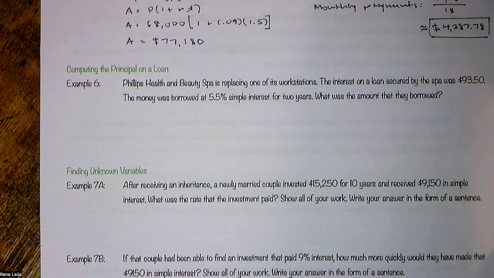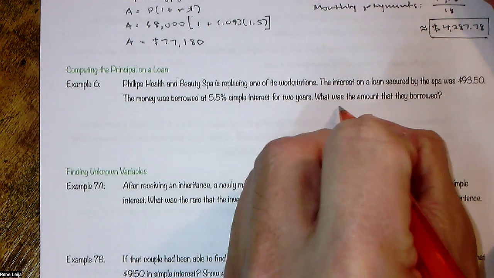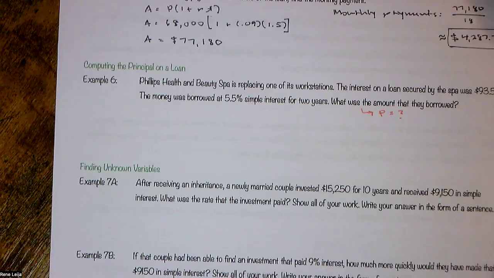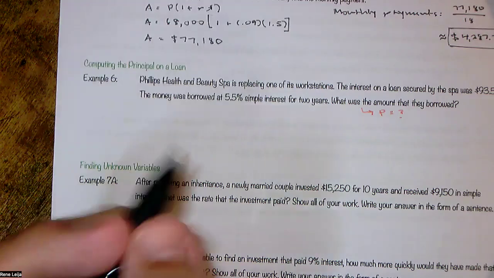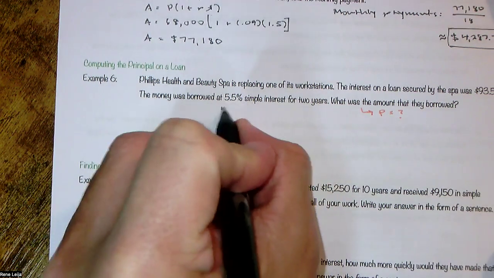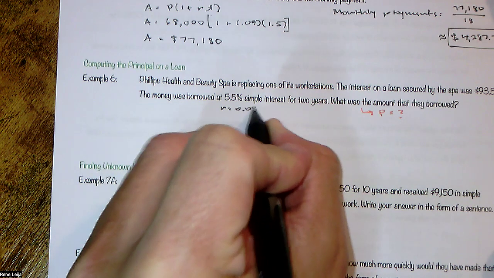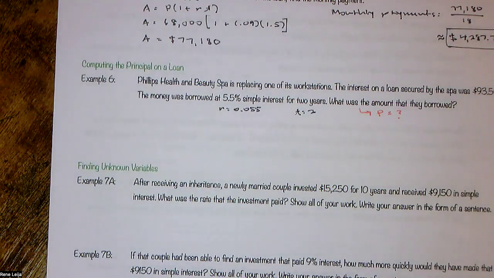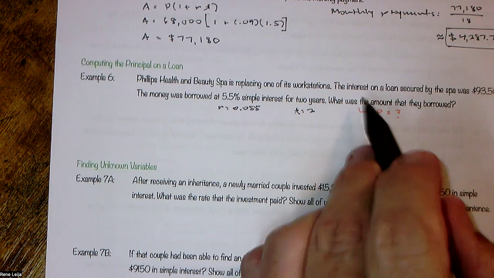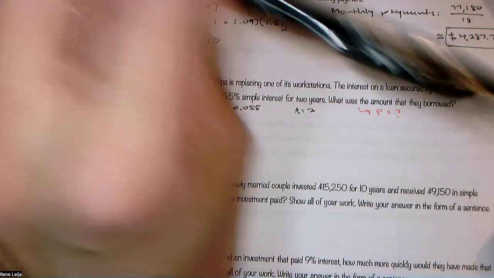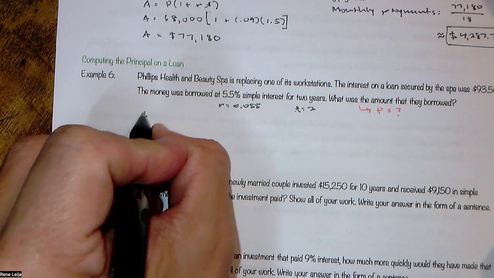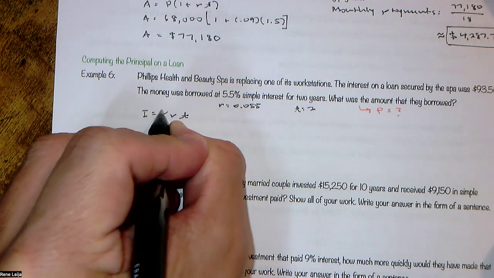So this is telling me they want to know what is the principal. Okay, so let's write out what we know. The money was borrowed at this 5.5% simple interest. Okay, so R is 0.055. T is going to be 2 for 2 years. Okay, so they're giving me that the interest was $93.50. Okay, well, my simple interest formula is principal times rate times time.